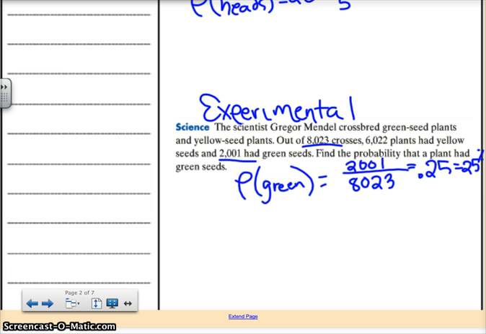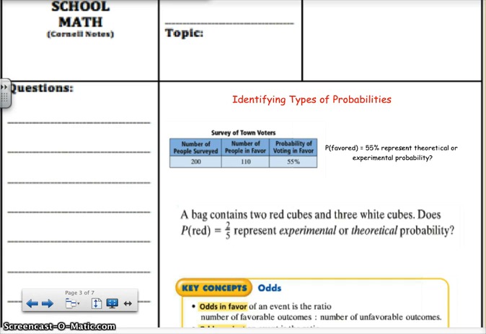Approximately. Okay, next. Identifying types. Now we've been doing this ever since I started the lesson.